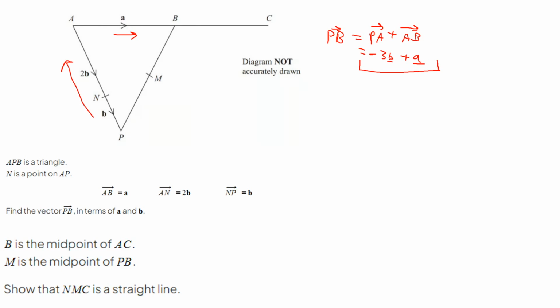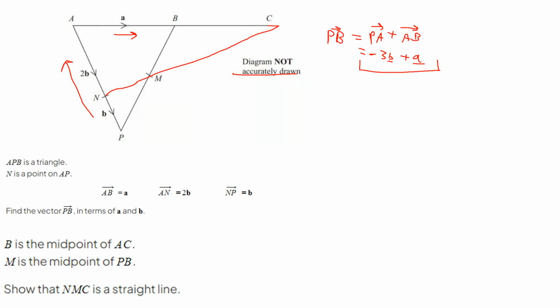Now we're told that B is a midpoint of AC, and M is a midpoint of PB. So how are we going to prove that NMC, this line here, is straight? Okay, I'm not drawing it to scale. It's an accurately not drawn diagram, but we can still use our skills on vectors to work out this question.